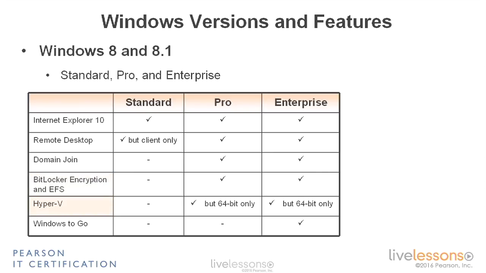Next is Hyper-V. This allows us to do virtualization and run other operating systems within our operating system. And that's available on the Pro and Enterprise editions, but only the 64-bit editions. So you have to have a 64-bit system running. And again, not available on the Standard edition. And then you have Windows To Go, not available on Standard or Pro, only on Enterprise. It's meant for enterprise networks where you could get a USB flash drive with the entire Windows 8 operating system on it and plug that into your computer and actually boot off of it.